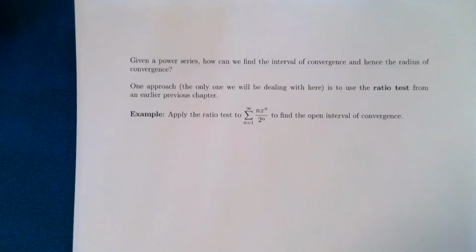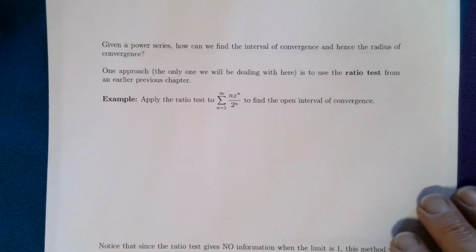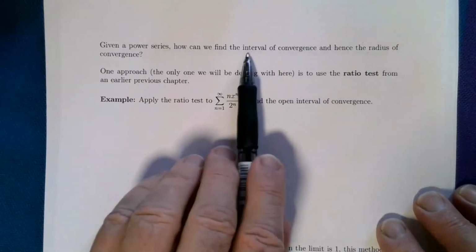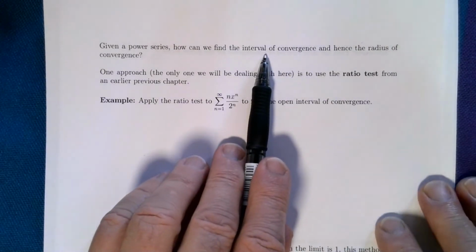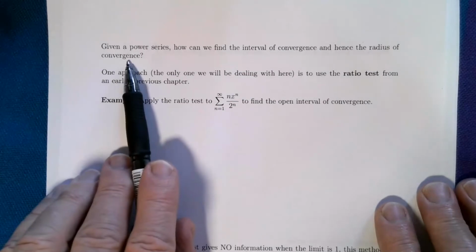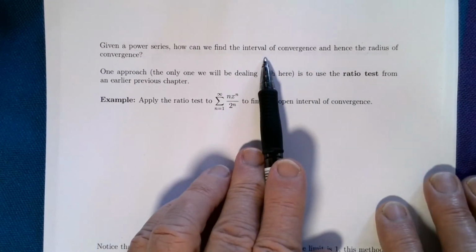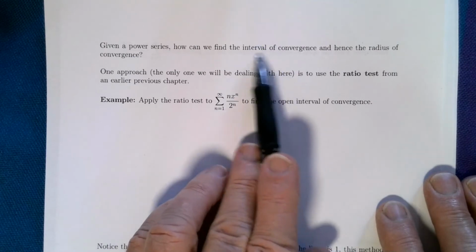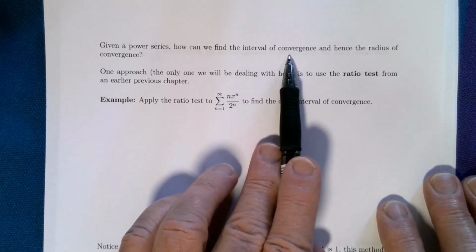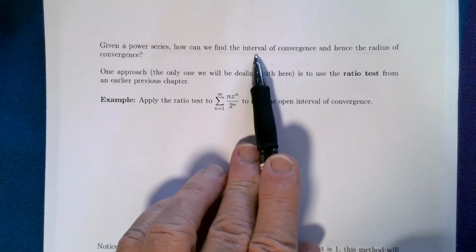So given a power series, the question arises, how do we find this interval of convergence, and hence how do we find the radius of convergence? We go for the interval firstly, and then we can just read off the radius of convergence. For us, the interval is going to be the more important point in this course.